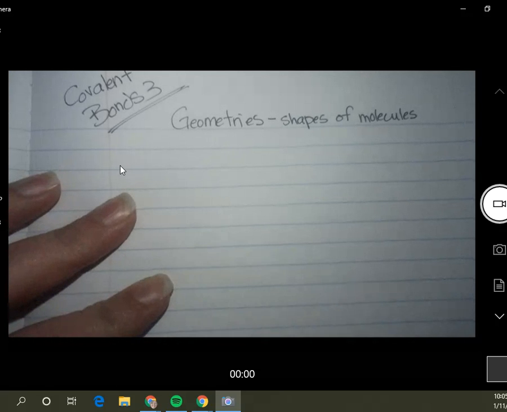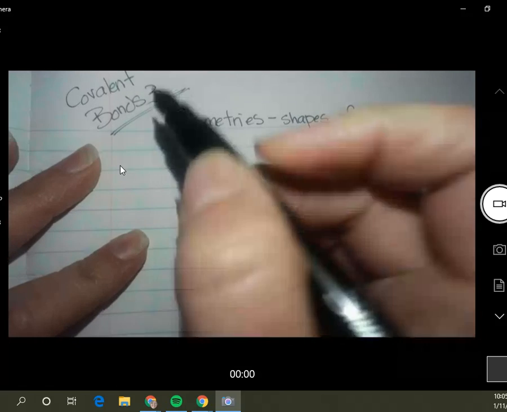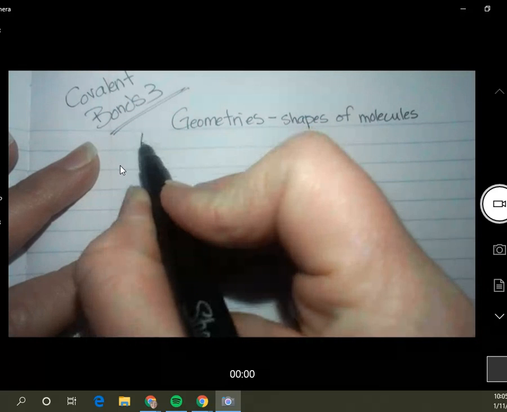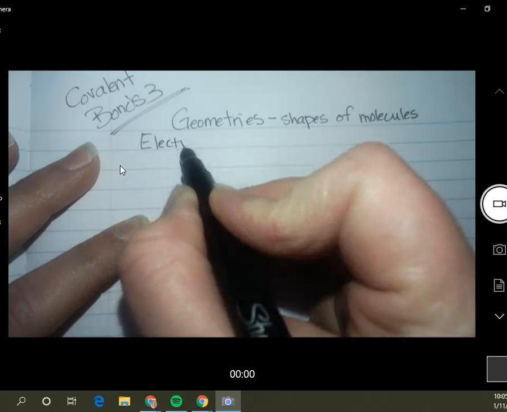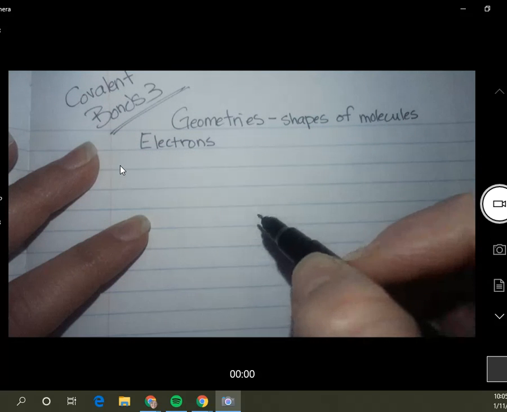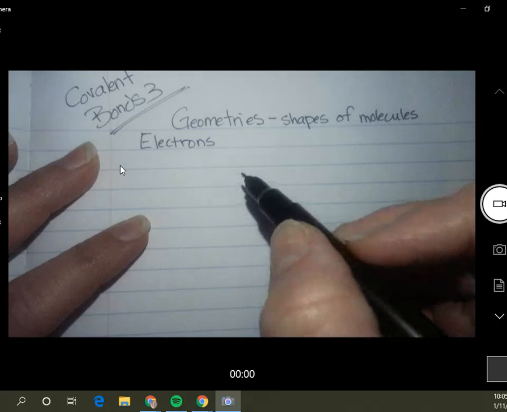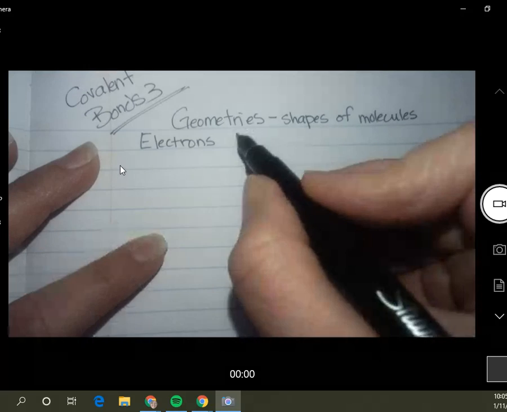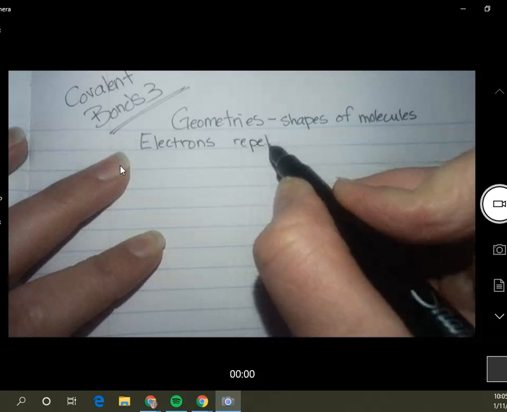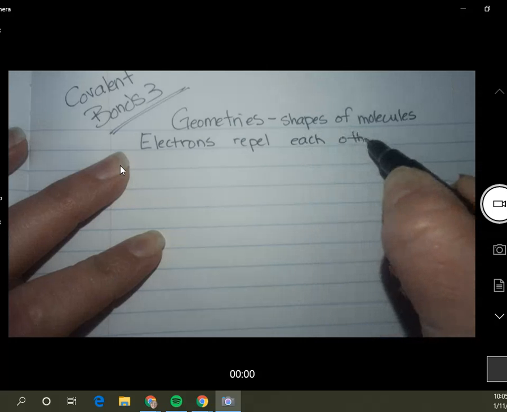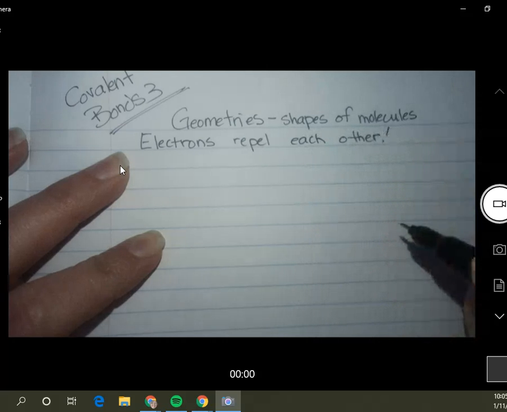And so before we get to the actual shapes, we have one kind of important piece of information about the shapes. We're dealing with electrons. And what do electrons do? Electrons are all negative. So are they going to attract each other or repel each other? They're going to repel each other. That's really important for understanding geometries.